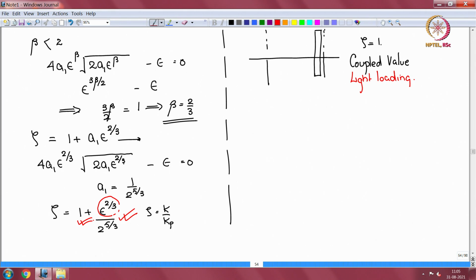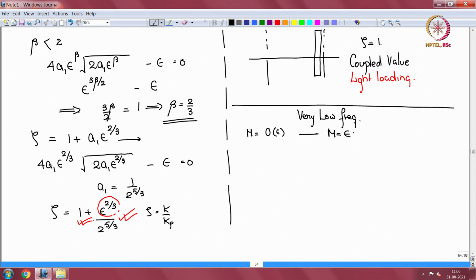Now, very low frequency. Let's try very low frequency. That means what? M will be taken as order epsilon. And how do we represent it? We represent it as m equal to epsilon times another order 1 quantity m1. So at this frequency range, we are very close to the zero frequency, somewhere here. So let us again perturb this root 1. So we'll do 1 plus a1 epsilon to the power beta.